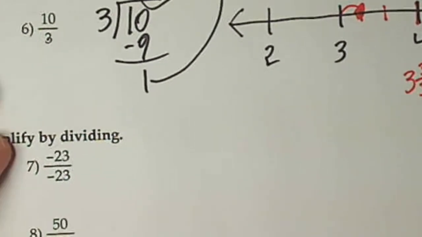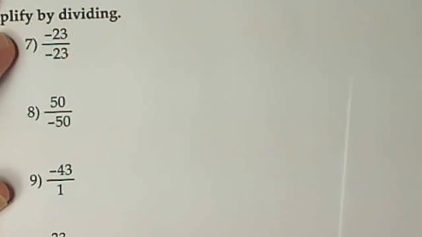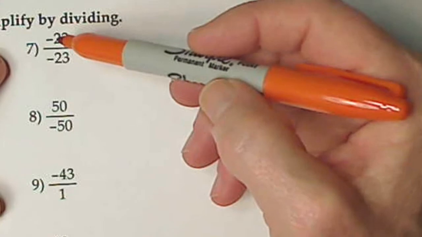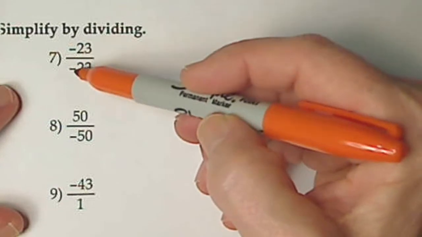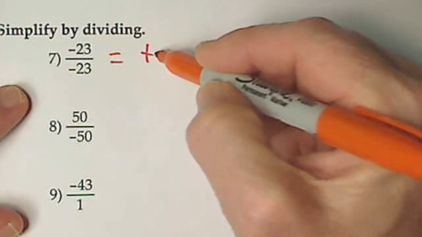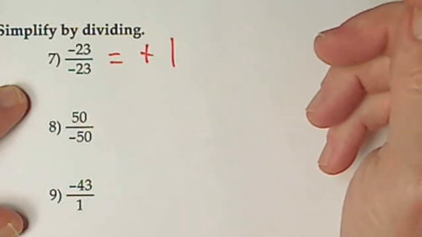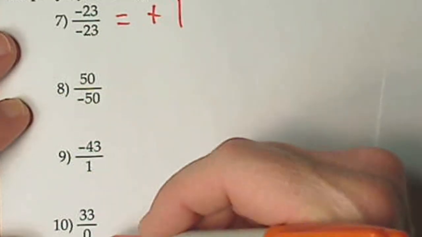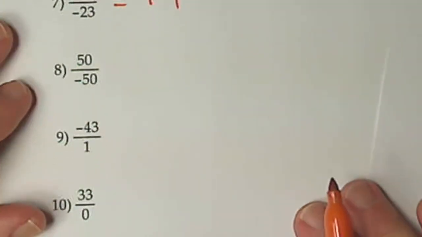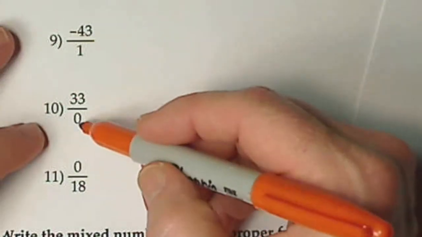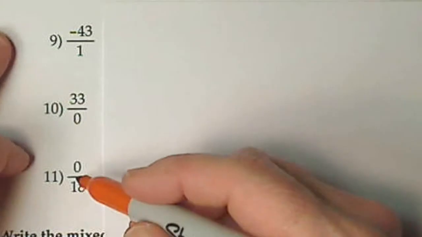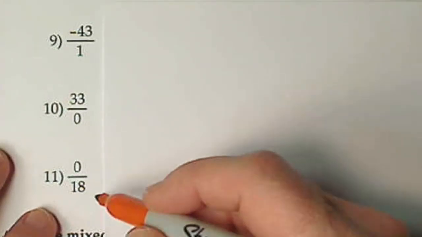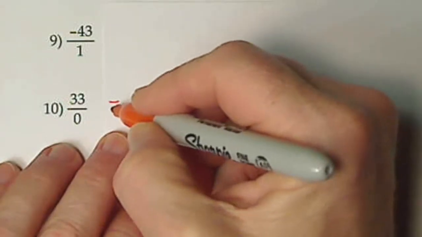Okay, let's see. Some of these others, simplify by dividing. This is just keeping up with the rules for multiplication and division are the same as far as positives and negatives. Okay, negative divided by a negative, it's going to give you a positive, and 23 by 23 is certainly a 1. So that's what's going on here. 33 divided by 0 is undefined. You might say 0 under is undefined. But 0 divided by 18 is 0. So maybe I'll just show real briefly. This is undefined.